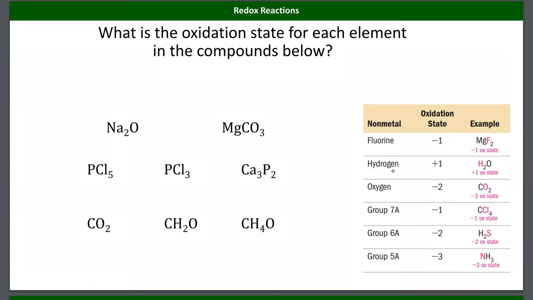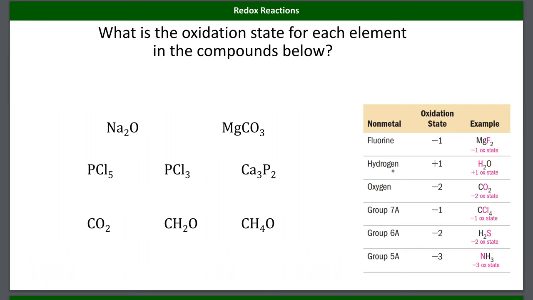So with that in mind, finding the oxidation state for each element in the compounds below, for the most part, is just a matter of looking at charge. It's an ionic compound, it's really straightforward. For sodium oxide, what's the charge on sodium? 1+. What's the charge on oxygen? -2. That is the oxidation state for an ionic compound. Really easy. Same thing we've been working at for a while.